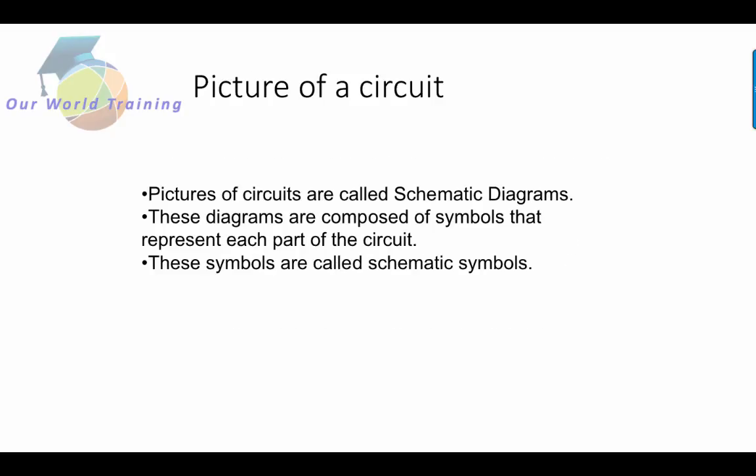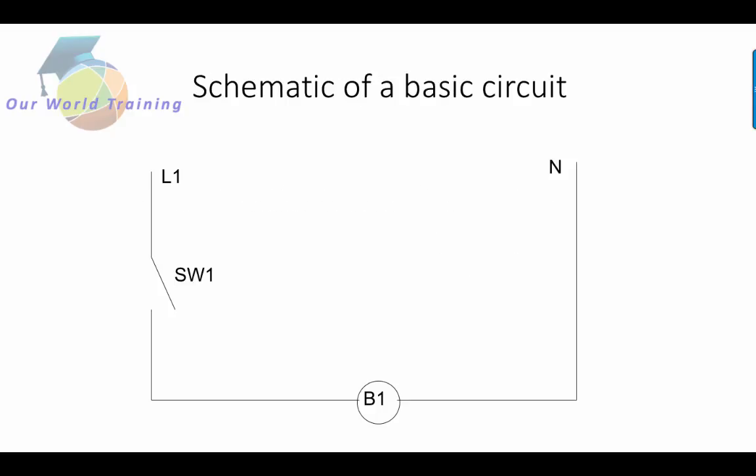Pictures of circuits are called schematic diagrams. These diagrams are composed of symbols that represent each part of the circuit. These symbols are called schematic symbols. So here's an example of a schematic of a basic circuit. We have our line 1, we have our neutral, we have our switch, and we have our load. In this case, it's a light bulb. So if line 1 and neutral is 120 volts, the switch in this case is open. The bulb is not energized because I have this break in the circuit right over here at switch 1.